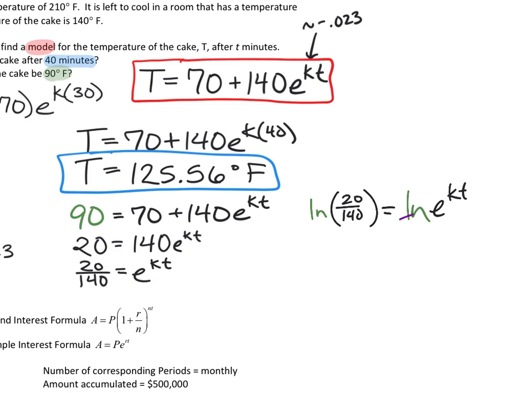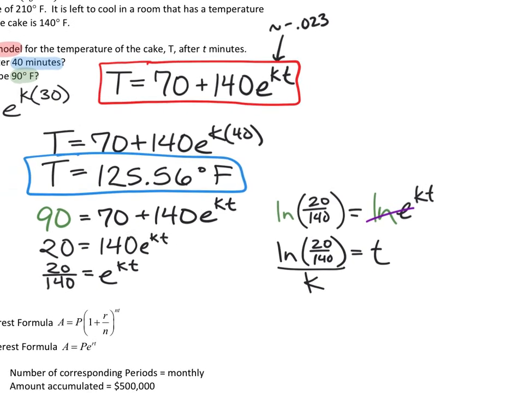We celebrate a little because the e's and natural log cancels. So natural log of 20 divided by 140 equal to kt. But if I want t, I'm going to divide both sides by k. I just did that one step to save space. When we do that in our calculator, you have to press this k button, alpha k, because you've stored k value. We should get a time.